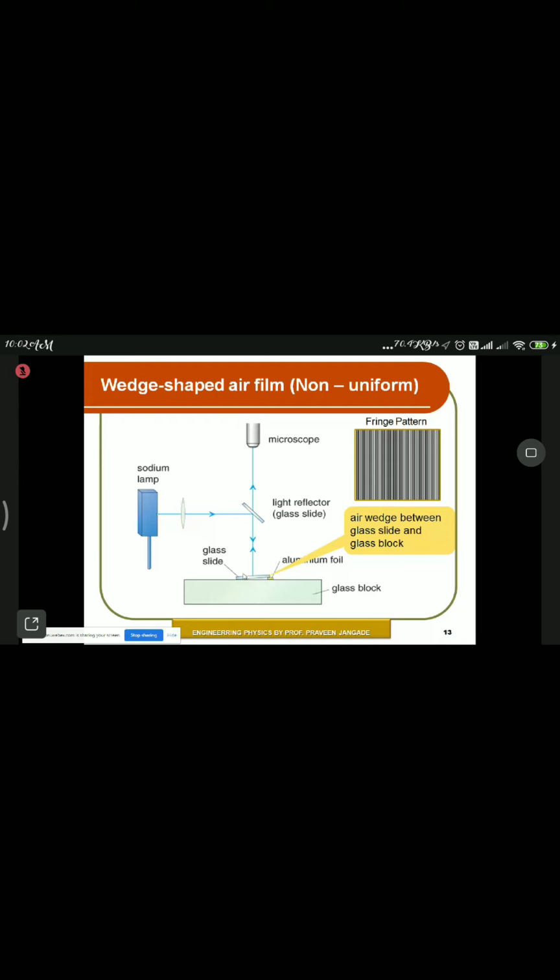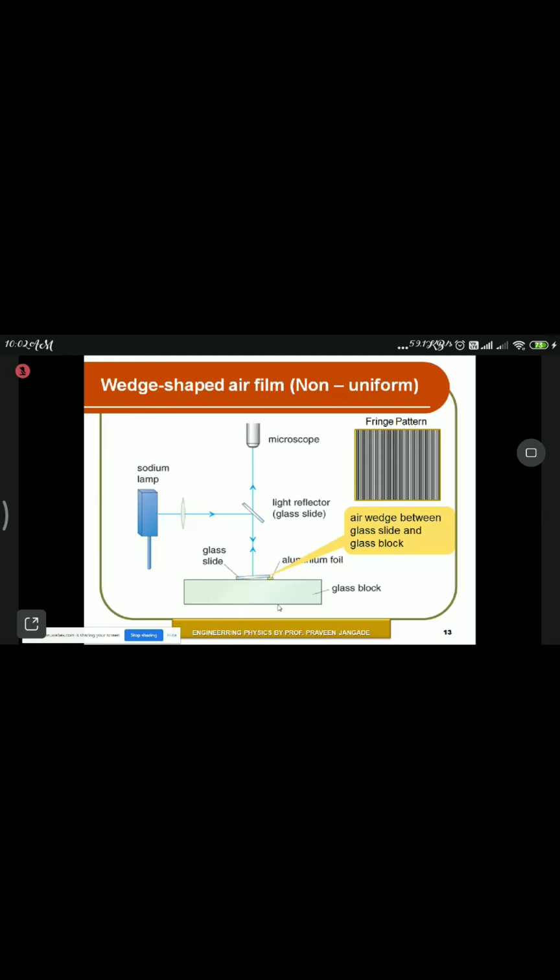Once the assembly part is clear, any doubt in the assembly part first? Yes, if you have any doubt, please raise it. How have we shifted from uniform to non-uniform? Please try to understand. Non-uniform means the thickness is continuously varying. In the previous case we saw the thickness remained constant, so that was the condition for uniform. Now here it is non-uniform, the thickness is varying.